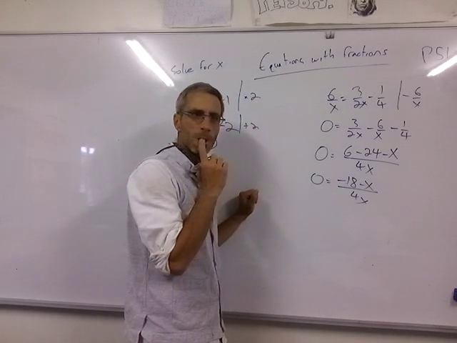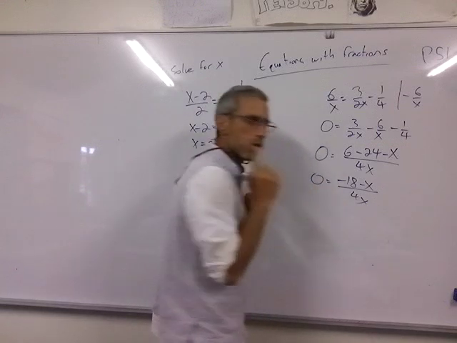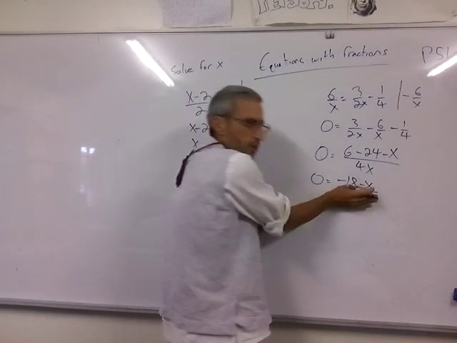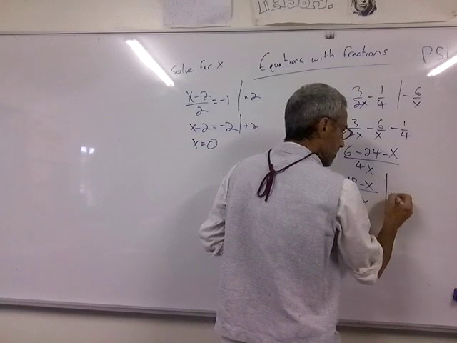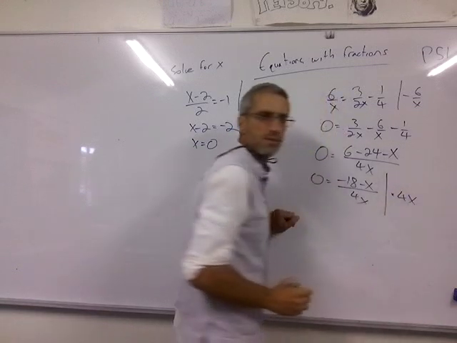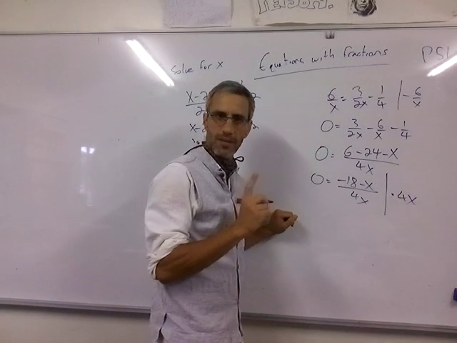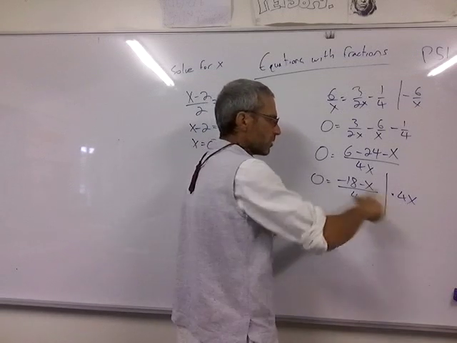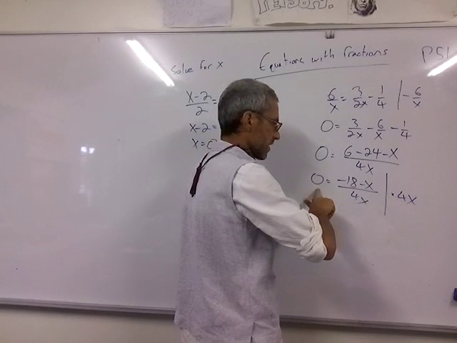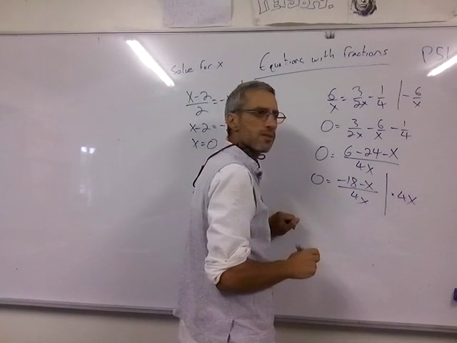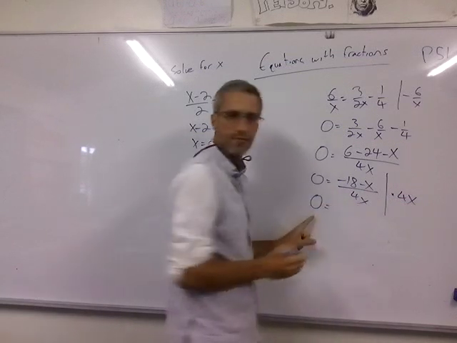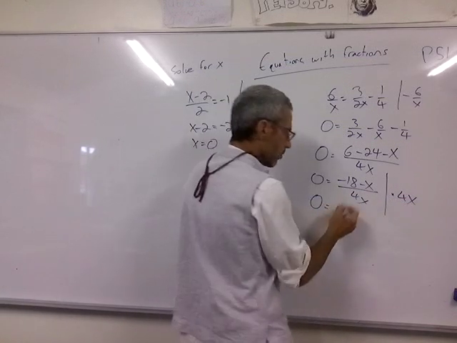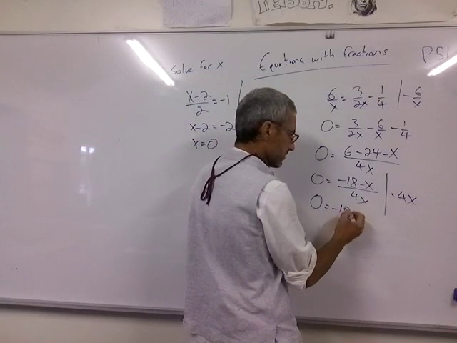Now you can times by 4x on the other side. I want to get rid of the denominator, so I'm going to multiply both sides by 4x. There's still something that I need to do here, but I'll come to that in a second. So what is 0 times 4x? 0. That's why it's quite good to have a 0 here. So what we're going to get is 0 equals minus 18, minus x.